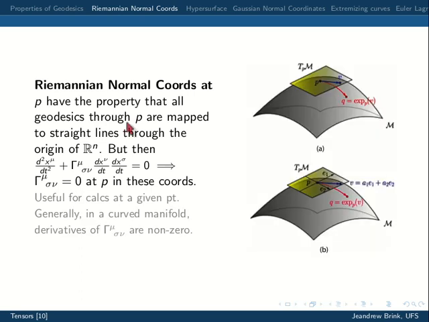Okay. So here at point P, you choose any vector, and what the exponential map of P does is take this vector and map this point to a new point that goes along the geodesic over there.